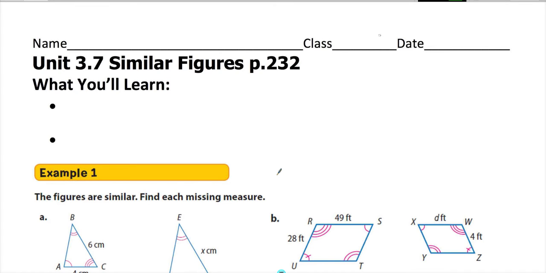So today we're going to look at lesson 3.7. This is Similar Figures, and this is found on page 232 in the textbook. Okay, go ahead and put your name up at the top, class period, and today's date.